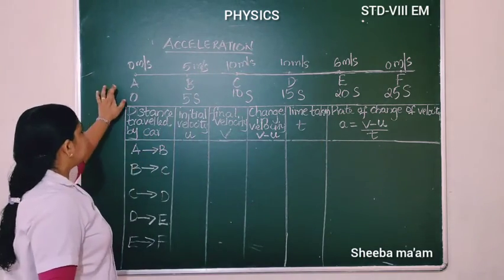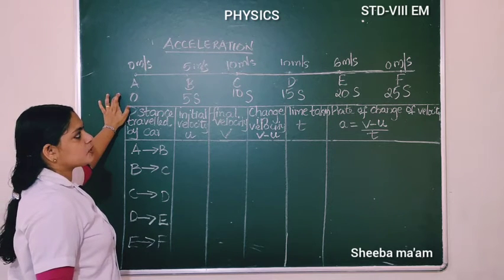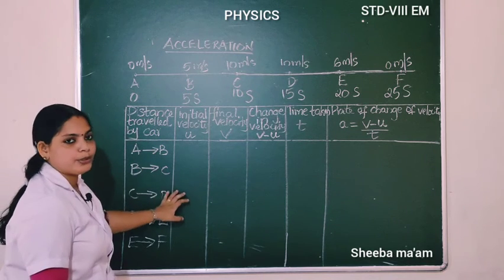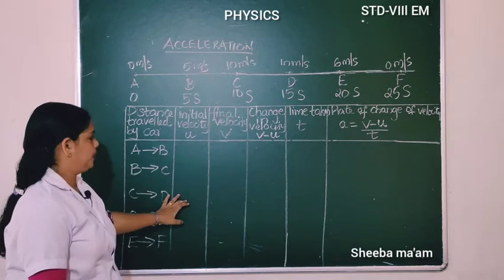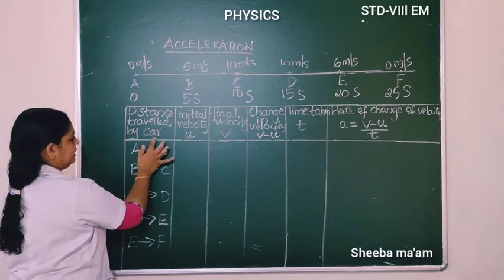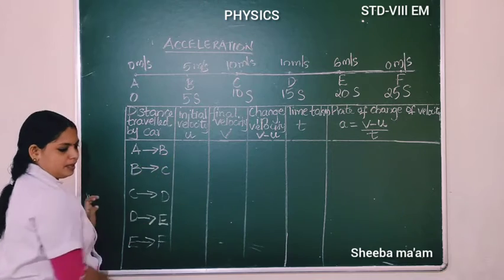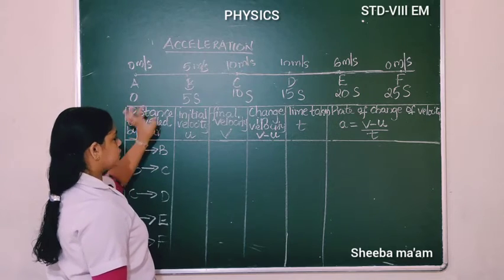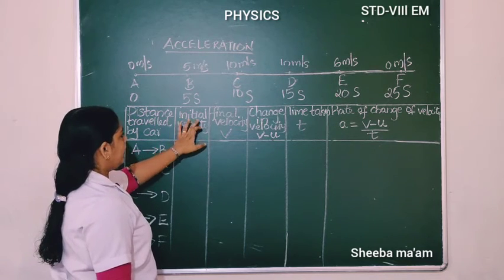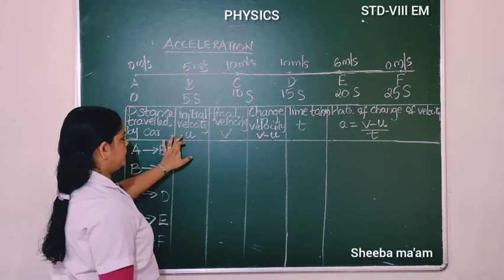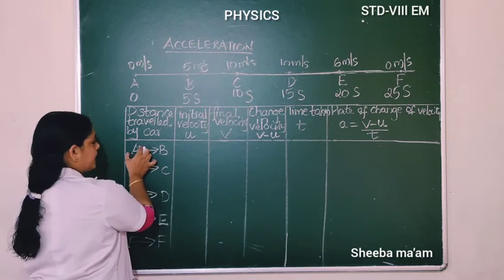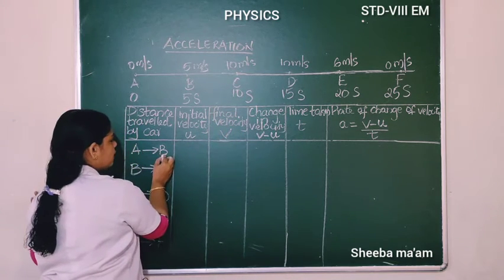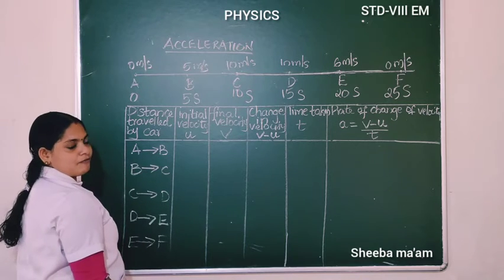Here the details of the journey of a car in a straight line motion is given. Analyze this information and we are going to complete the table given below. So, the distance travelled by the car from A to B. What is the distance travelled by the car from A to B? Distance is not mentioned, so need not mention. Initial velocity U. The velocity of A is known as the initial velocity. Final velocity V. The velocity of B is known as the final velocity.